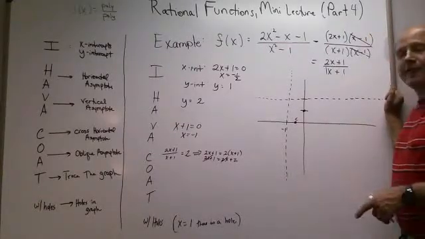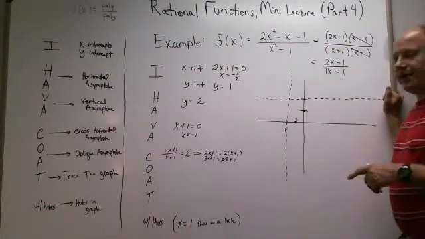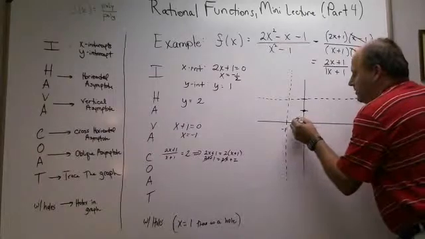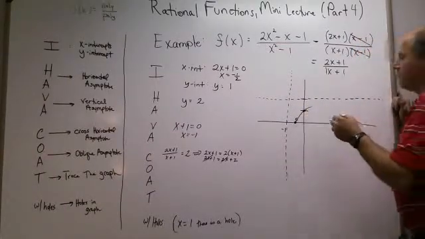This one does not have an oblique asymptote because the degree on top and bottom are the same. So now we're ready to trace. The graph will go from this doorway to this doorway, and then it seeks the horizontal and vertical asymptotes.